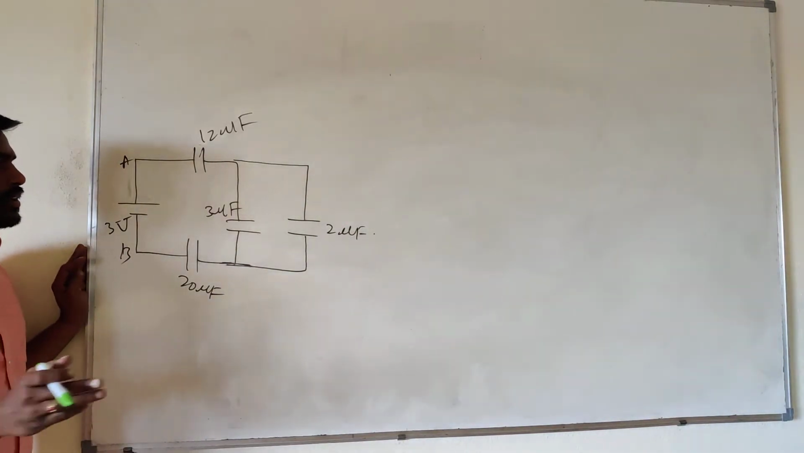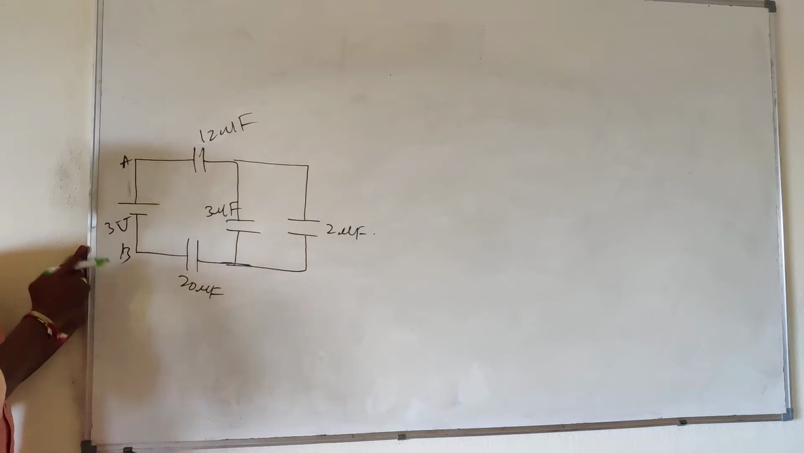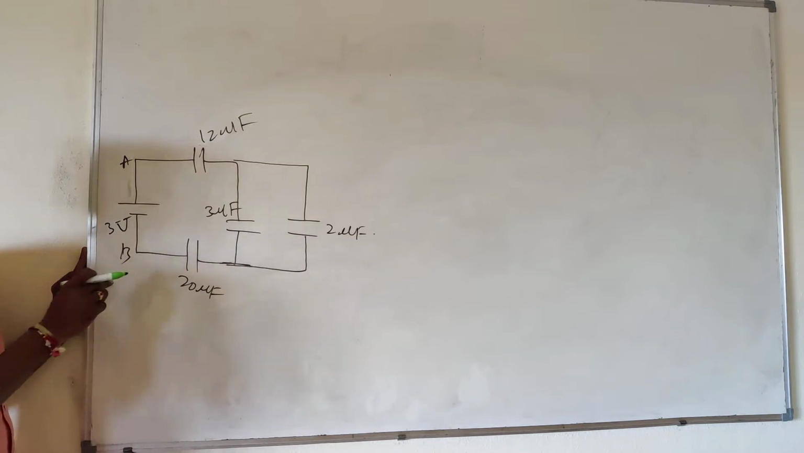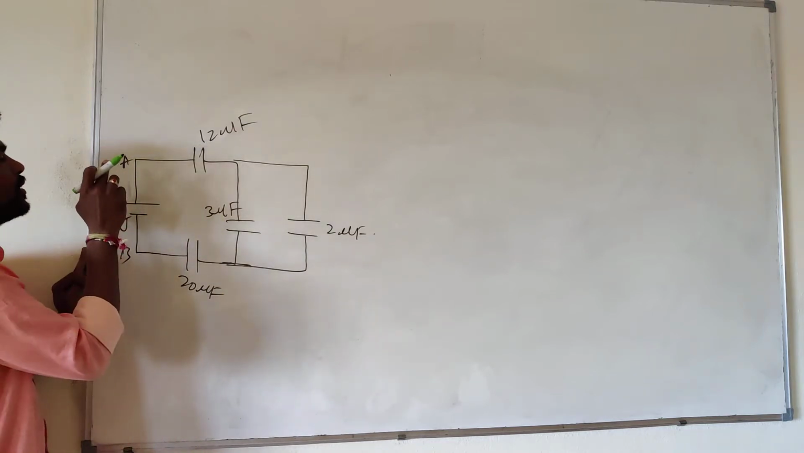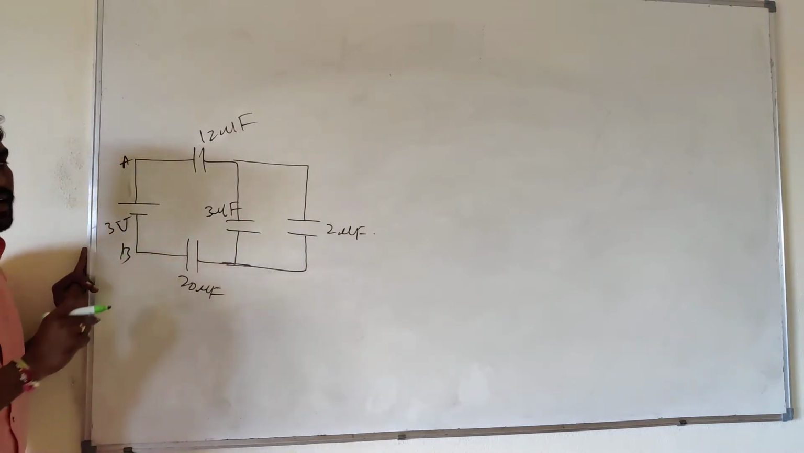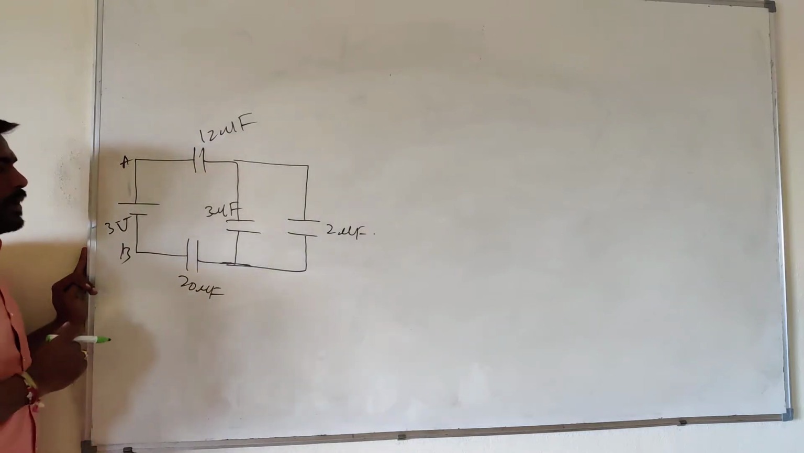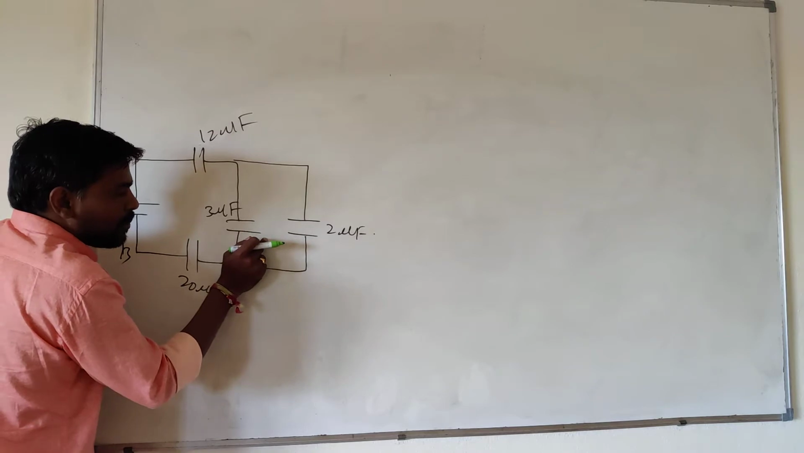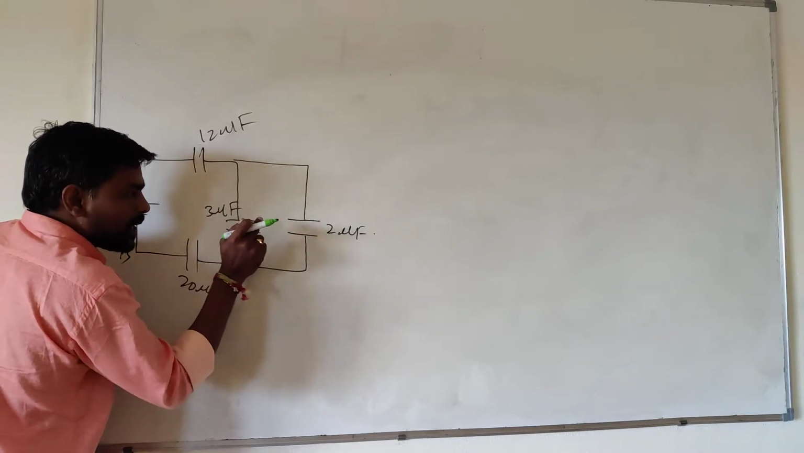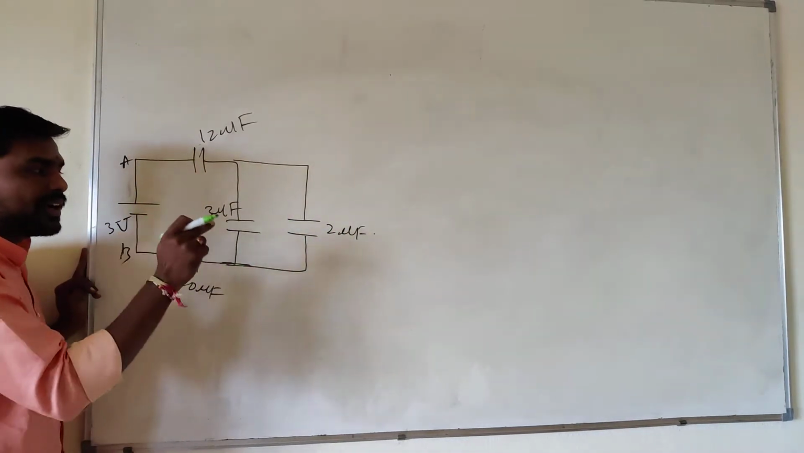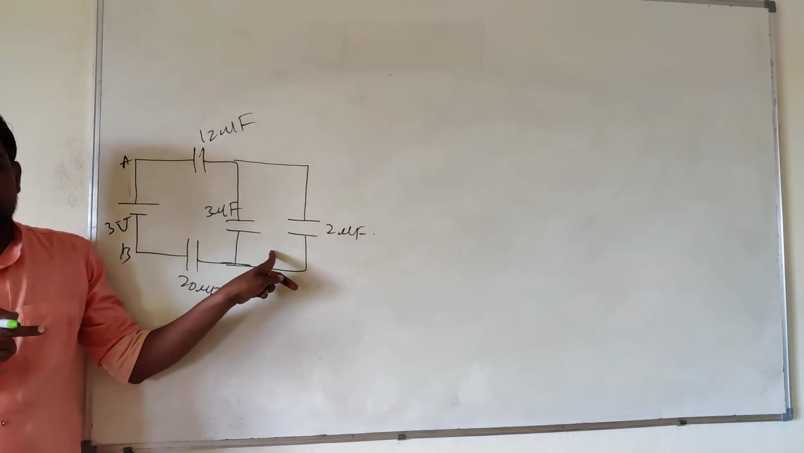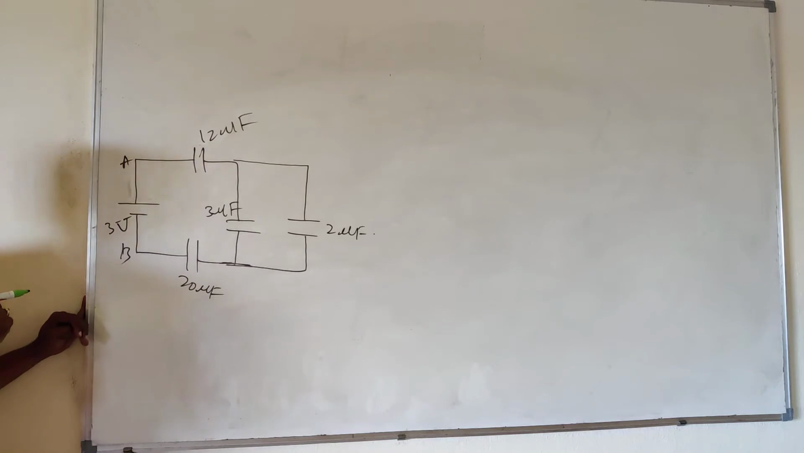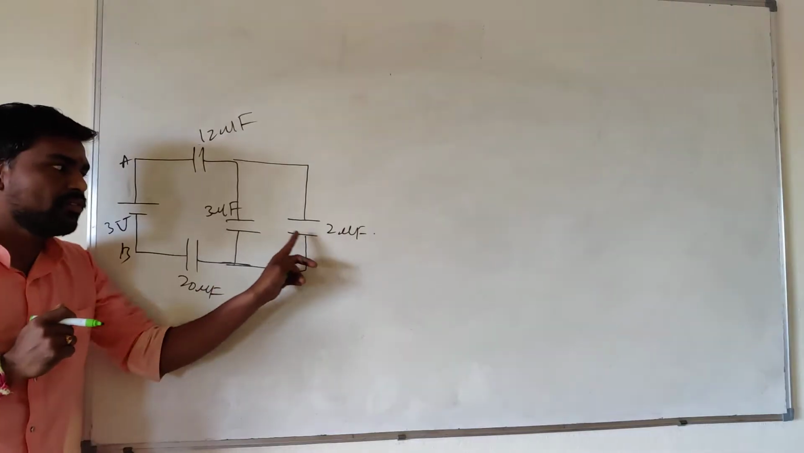Class students. So in our last class we gave a problem here. That problem is: find the capacitance between the terminals A and B. Now the 3 microfarad capacitor and the 2 microfarad capacitor are connected in parallel, right? So first we are going to find out the effective capacitance of these two.